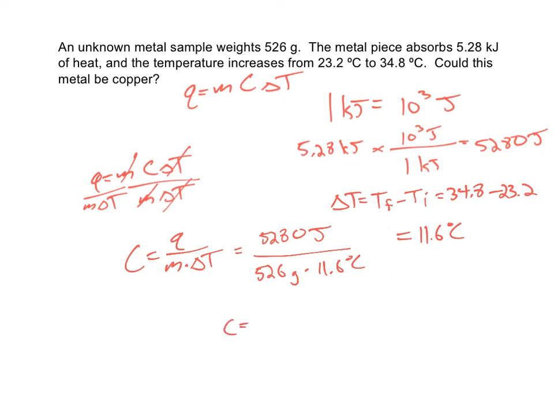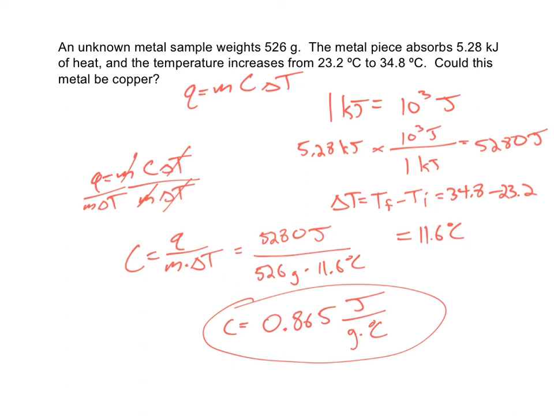So when I punch that into my calculator, I get 0.865, and my units, nothing cancels out, and they're going to be joules per gram times degrees Celsius. And that's good. Joules per gram times degrees Celsius are the units on specific heat capacity, so that is encouraging. And so now what I would do is go to a table of specific heat capacities and compare this heat capacity to copper and see if they match, or at least if they're similar. I've got one of those tables on the next slide.